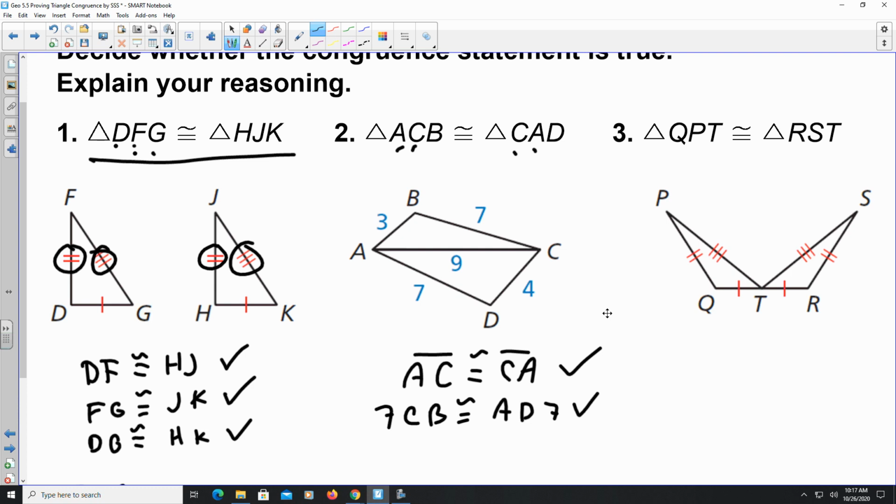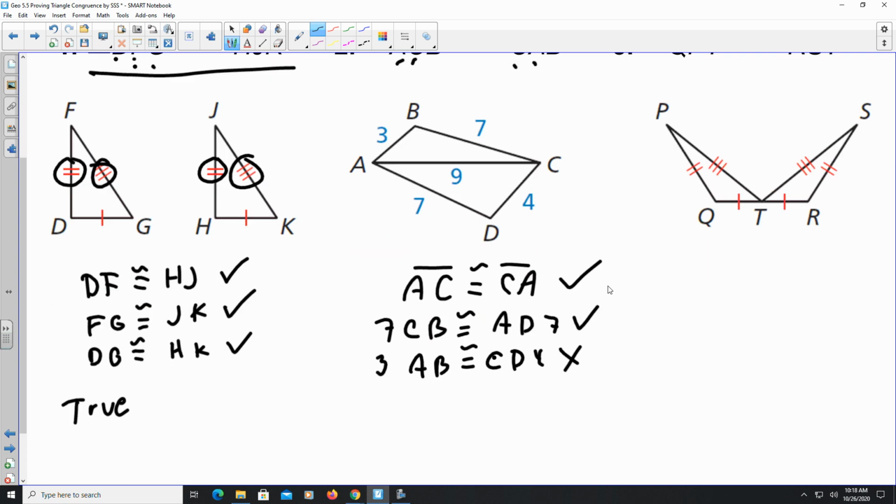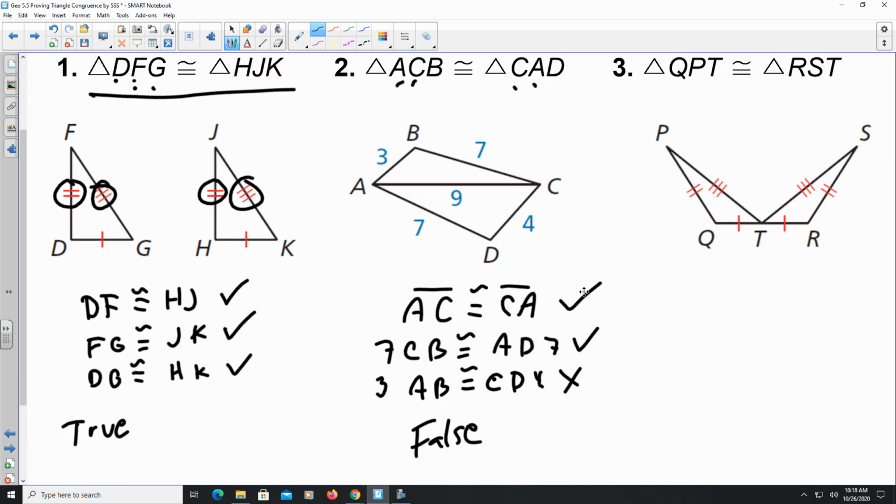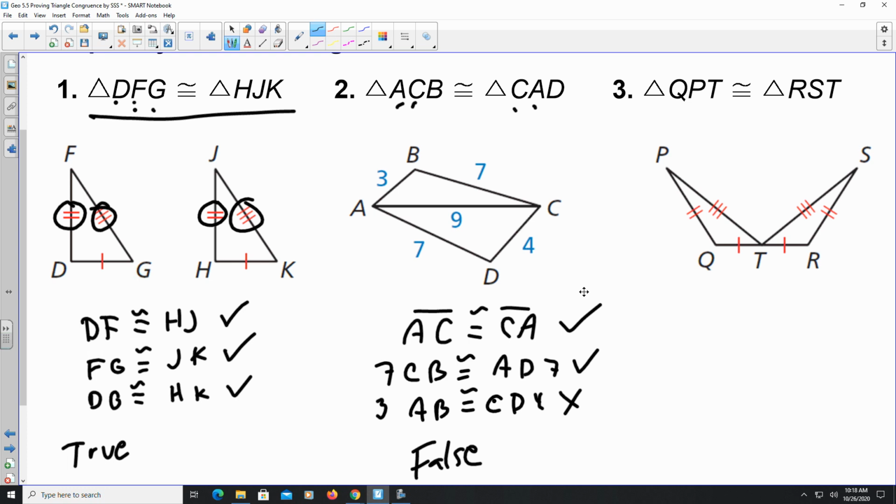Finally, we have AB, first and third, and we have CD. AB is 3, CD is 4. That's not true. So this one is false. That is a false statement because one of the corresponding sides was not the same.